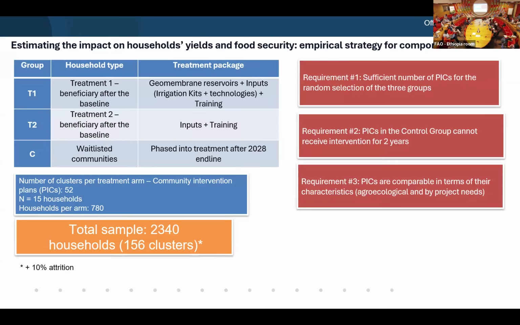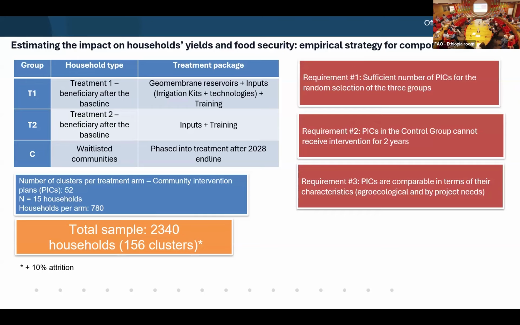We aim to do a randomized control trial where we have a multi-treatment arms design. Treatment 1 is about providing the geomembrane reservoirs and the inputs, which are the irrigation kits and the protective technologies that you've seen before. In the second treatment arm, we have the inputs plus the training. Both treatment 1 and treatment 2 are supposed to receive the package after the baseline survey. And then we have the control communities that are the waitlisted communities, so that will enter into the treatment 2 years after the program has started.